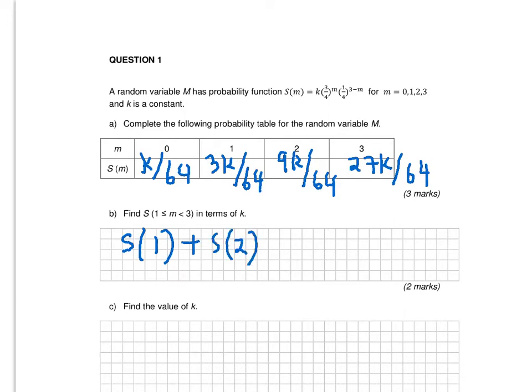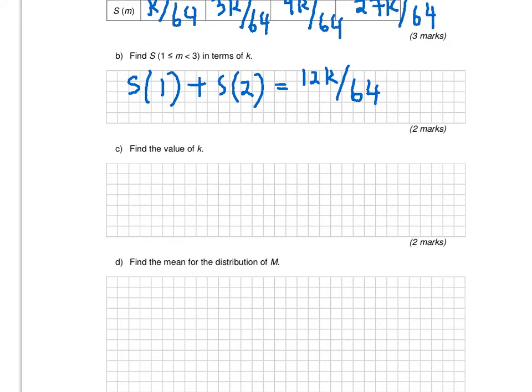Adding the two probabilities, we get 12k over 64. You may leave your answer in fraction as it provides better estimates of the probabilities compared to decimal. Next, part C, we are to find the value of k.